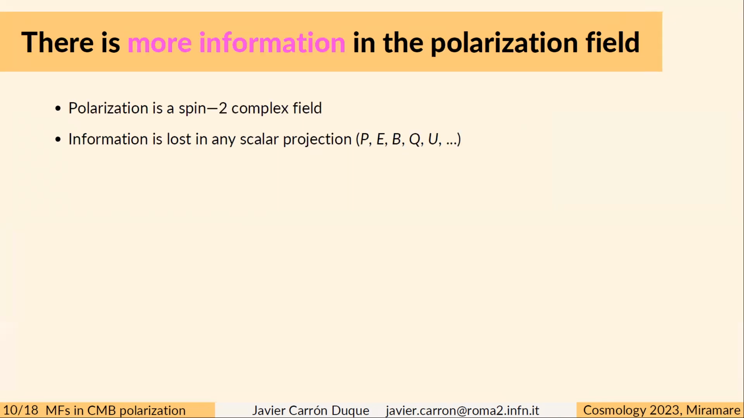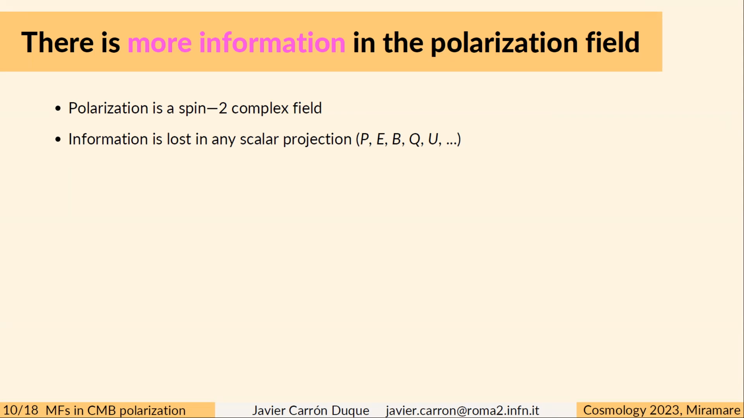Okay, but I just told you that the polarization field is complex, and we want to extract all the information we can from this field. If we analyze any scalar projection, we are losing information. This happens if you analyze P, if you analyze E, B, Q, U. If you analyze even E and B independently, it's still not enough with higher order statistics. It's enough with the power spectrum, but not with higher order statistics.